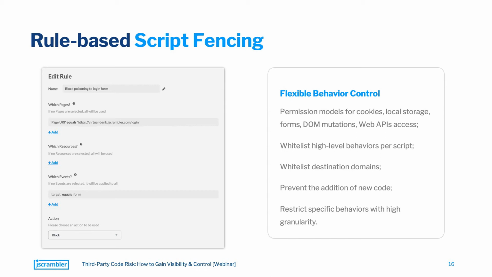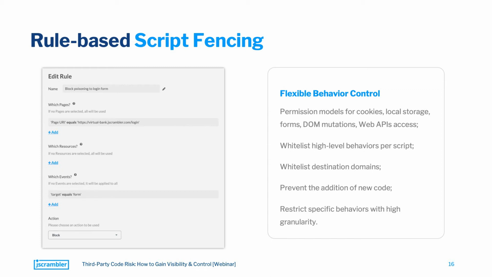After we understand the specific threats we want to prevent and the different scripts that are running on our platform, we can define a set of rules to control their behavior. In the case of web page integrity, we provide rule-based script fencing, which gives flexible control over these behaviors. For instance, we can whitelist a series of high-level behaviors for specific scripts, which, unlike CSP, lets us partially allow a script by default and block disallowed behaviors. The same is true for destination domains and network requests.